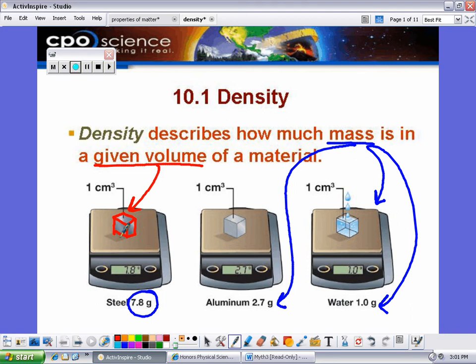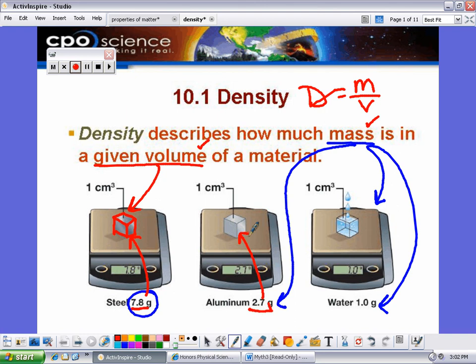If you have an unknown material, you can find the density by finding the mass and the volume and dividing. So density equals mass divided by volume. And if you had a list, you can do process of elimination to figure out what your material is. Now looking at steel, you have 7.8 grams that can fit inside of this cube.